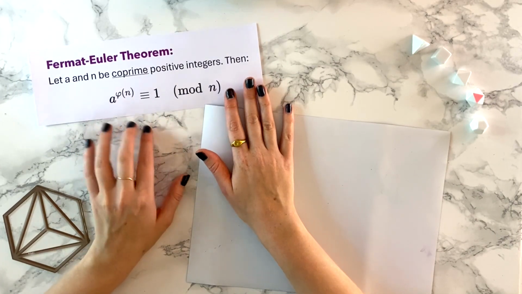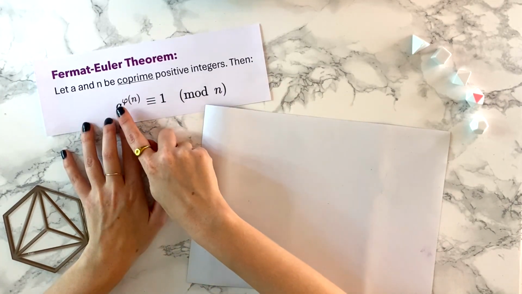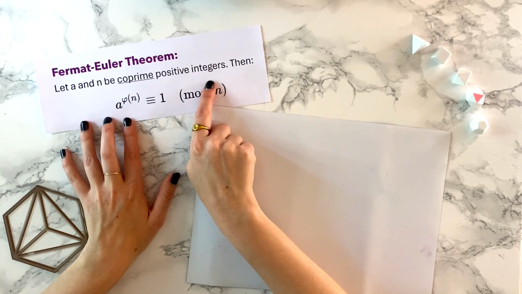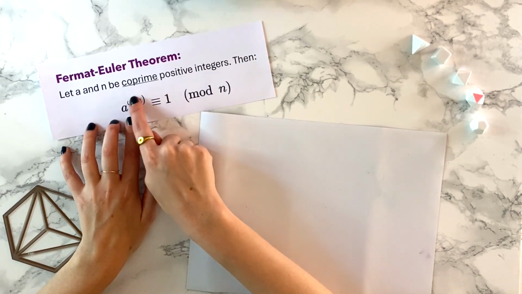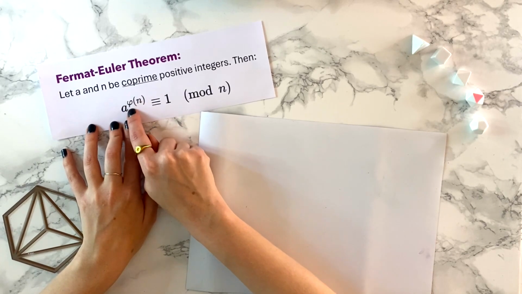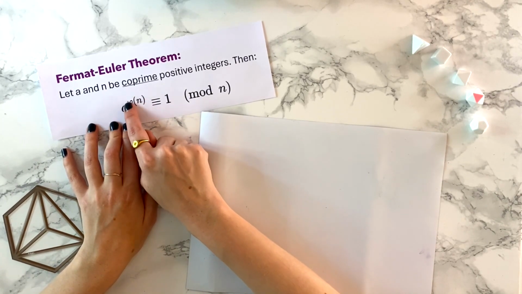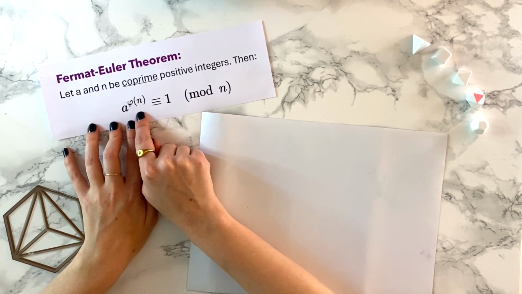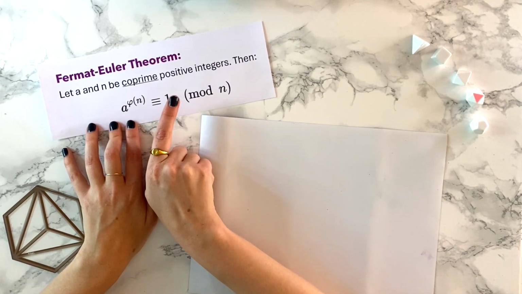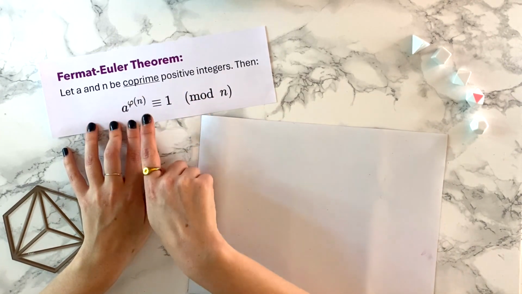The Fermat-Euler Theorem says, let a and n be co-prime positive integers. Then a to the power of this symbol, this is a Greek letter phi, so a to the power of phi of n, this is some function of n, we'll talk about this in a moment, is congruent to 1 modulo n. A lot to take in here.